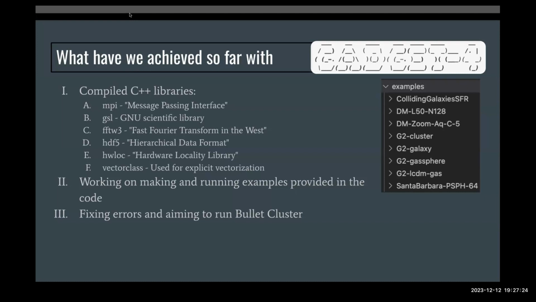And the vector class is used for explicit vectorization and stores elements of a given type in a linear arrangement and allows fast and random access to any of the elements. So we are currently working on making the code using these libraries and running some of the examples already provided in the code. The examples have set parameters that we're testing, and once we do a bit of research and experimentation with those, we can apply the settings for the bullet cluster and run the simulation for that.